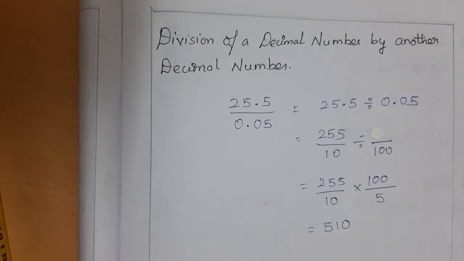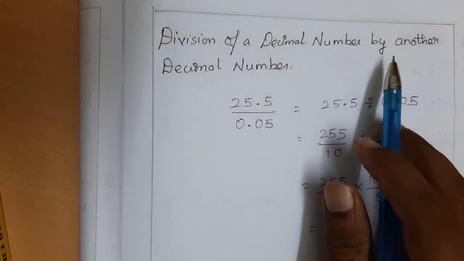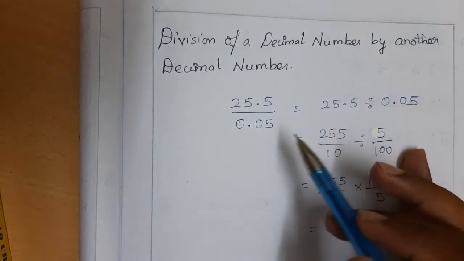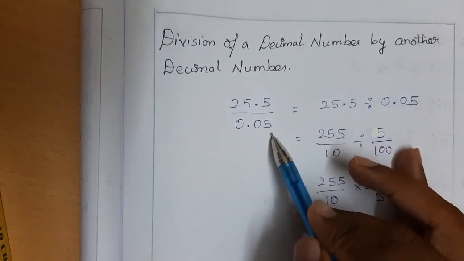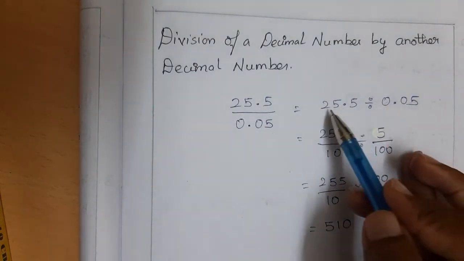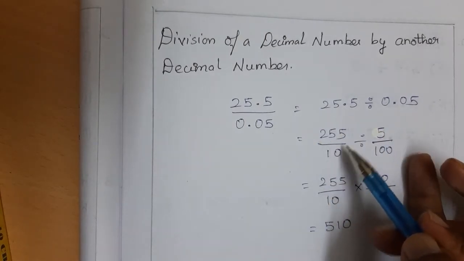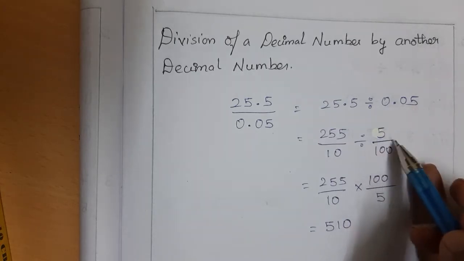Here we go for the next problem. Division of a decimal number by another decimal number. So two decimal numbers we consider. 25.5 divided by 0.05. So this we have to divide. 25.5 we can write in terms of 255 by 10, and the 0.05 we can represent in terms of 5 by 100.